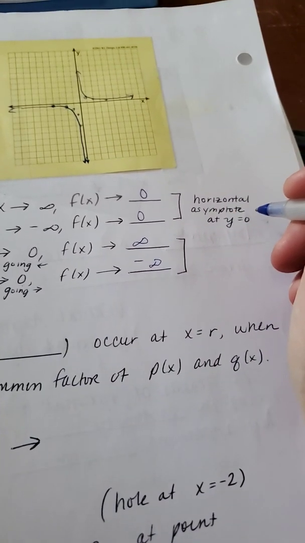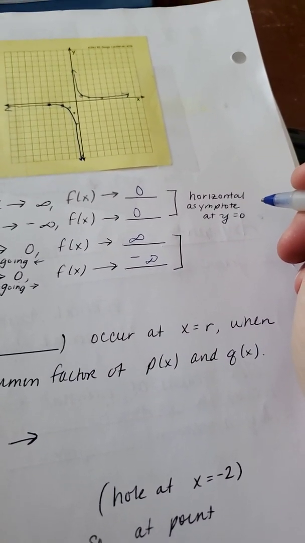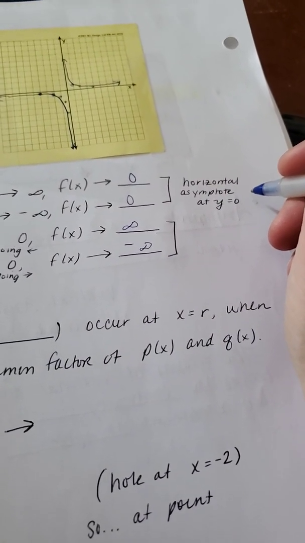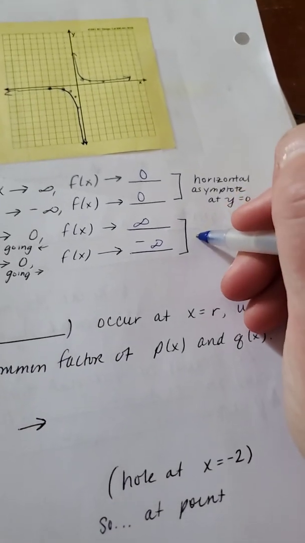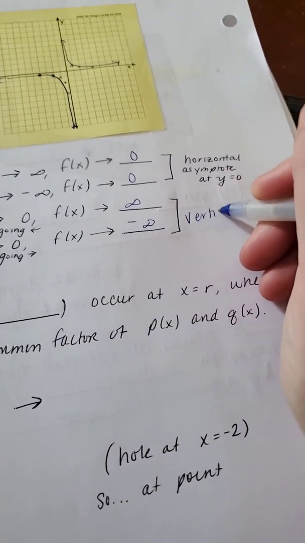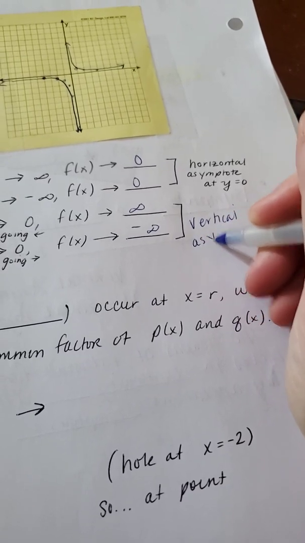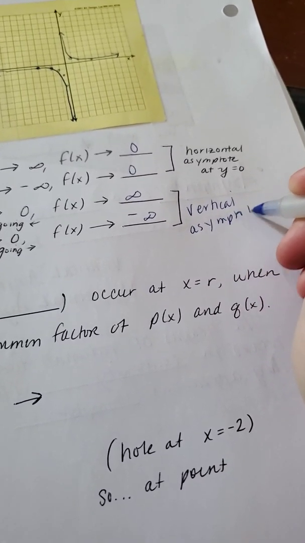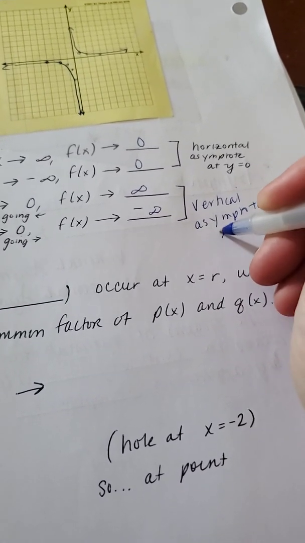This right here gives you a horizontal asymptote at y equals 0. This gives you a vertical asymptote at x equals 0.